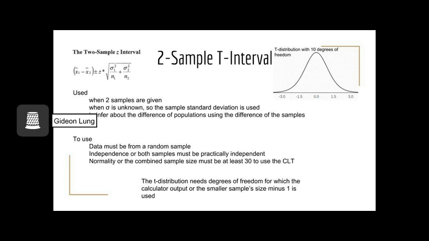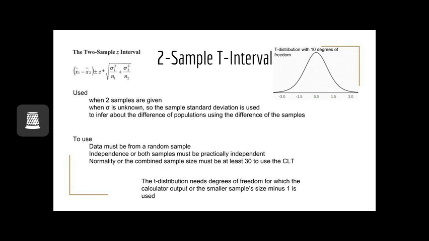This is the two-sample t-interval. It is essentially the two-sample z-interval, but the standard deviation of the population is unknown. So the sample standard deviation, s, is used in place. To use the two-sample t-interval, you need to have the same assumptions, except that to conclude normality, you need to have the combined sample size be at least 30 to use the CLT.